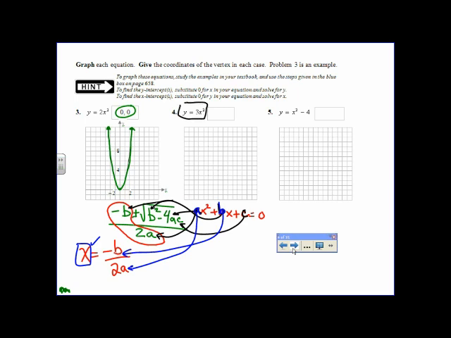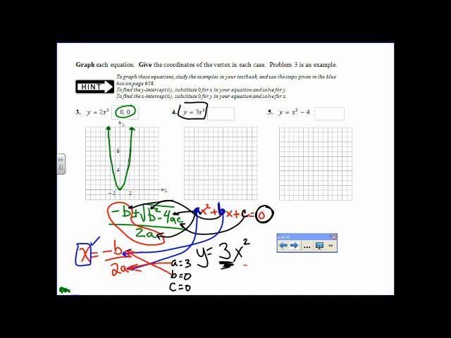y equals 3x squared. Notice that there's a y in this problem. Before we only used to have a 0. The 0 is like the y, so just ignore the y for now. This is a right here, the 3. 3 is a. There is no b. There is no c. So a is 3, b is 0, c is 0. So we're going to plug these in here and in here.